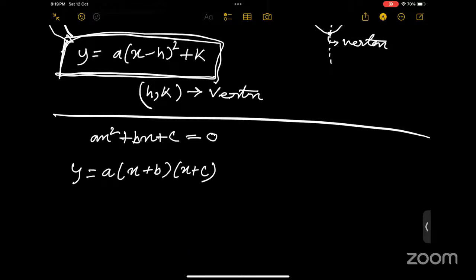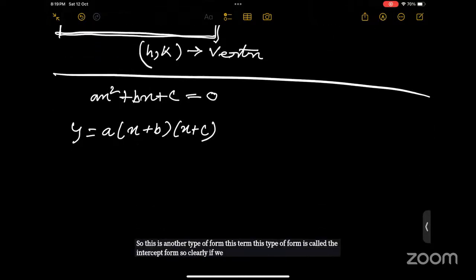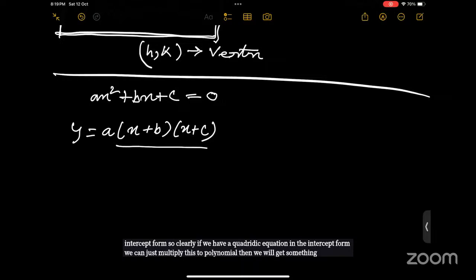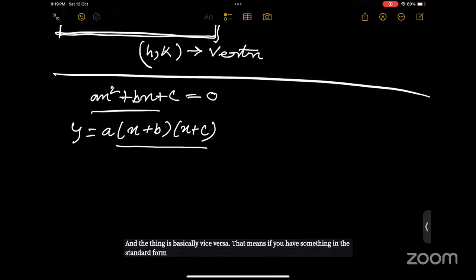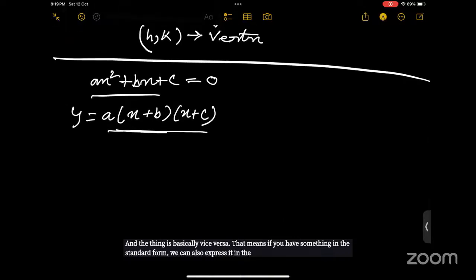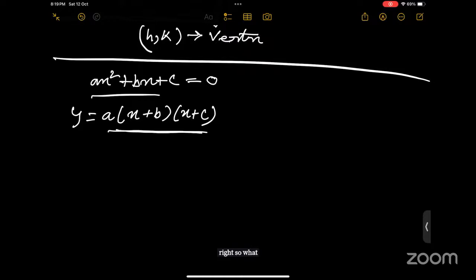Y equals to this. So this is another type of form. This type of form is called the intercept form. So clearly, if we have a quadratic equation in the intercept form, we can just multiply this to polynomial, then we will get something in the standard form, right? And the thing is basically vice versa. That means if you have something in the standard form, we can also express it in the intercept form, right? So what is the importance of the intercept form?